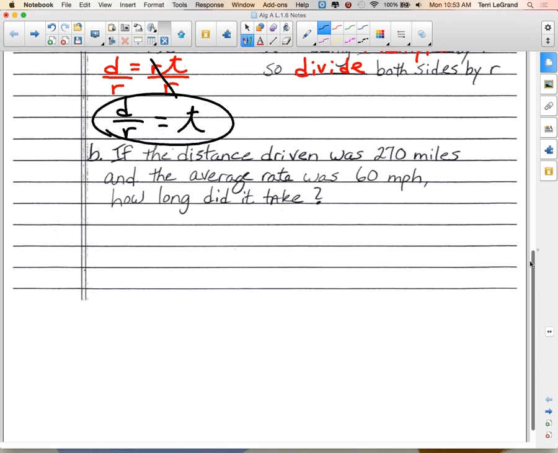So here's what we're going to do. The reason that we rearranged it is so that we can use it. So we're going to write it down here. It says, if the distance driven was 270 miles, so we're going to substitute the distance in for D, and the average rate, R, was 60 miles per hour, how long did it take? We don't know. That's our T, isn't it? And now you may use your calculators. 270 divided by 60.